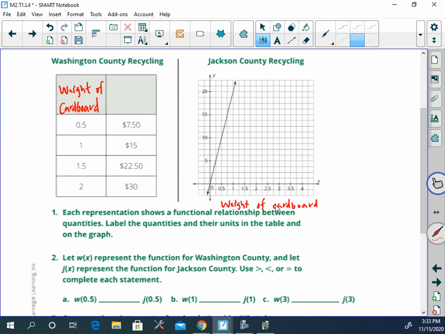And then up the side would be how much you're making on it. So let's call that the payout amount. How much they would pay you for that much. And same thing up the side here.